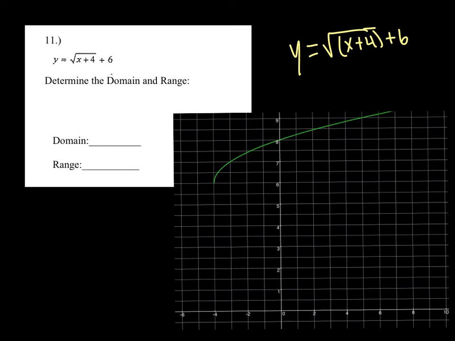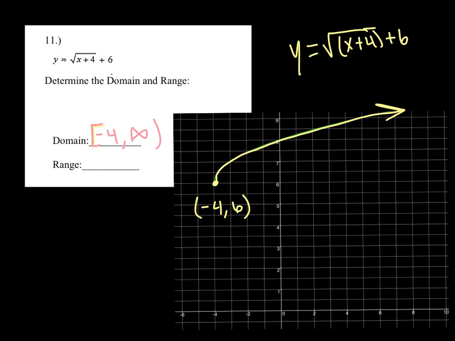So if we're looking at this function, we'll learn this as we get further into this unit, but that plus 4 moves it left 4, and the plus 6 moves it up 6. So this point on my graph that then goes up forever, the point where it starts is -4, positive 6. So the domain from left to right, the furthest left that my graph goes is that -4, which is part of the graph, and then goes forever in the right horizontal direction towards positive infinity.